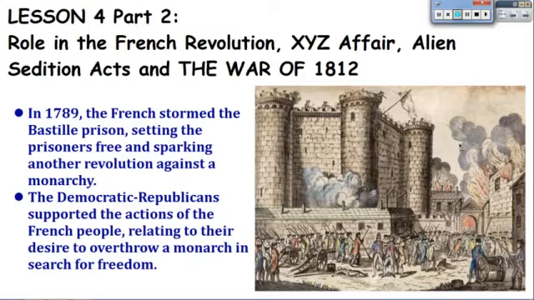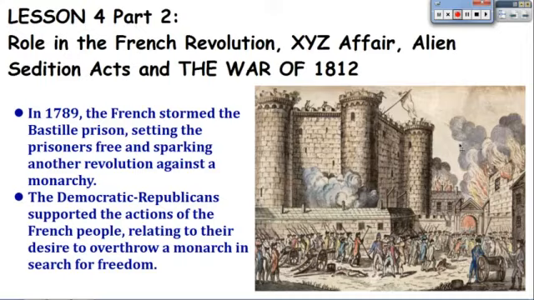A lot of the things we're going to be covering in this lesson, we have to think of it like a giant cause and effect chart. So, French Revolution and America's role in it, the XYZ affair, and how South Carolina was directly related to it, the Alien and Sedition Acts, and of course the War of 1812. Now, let's start off with the French Revolution.